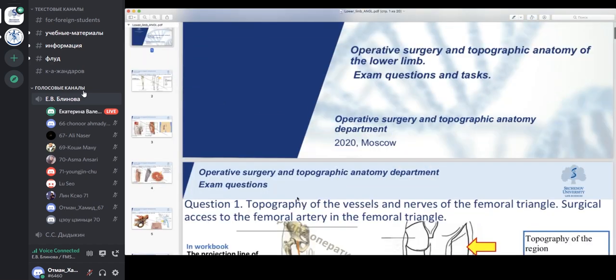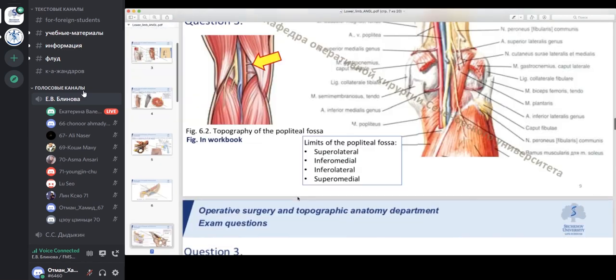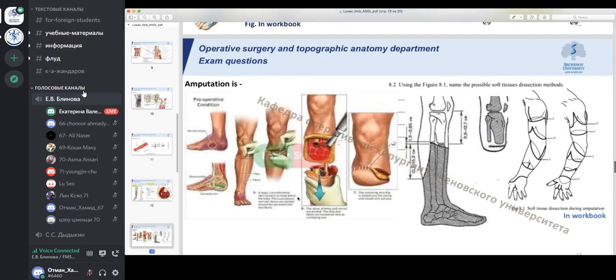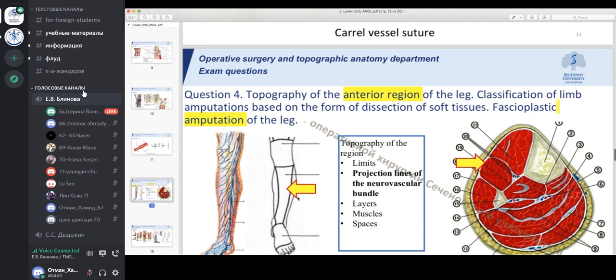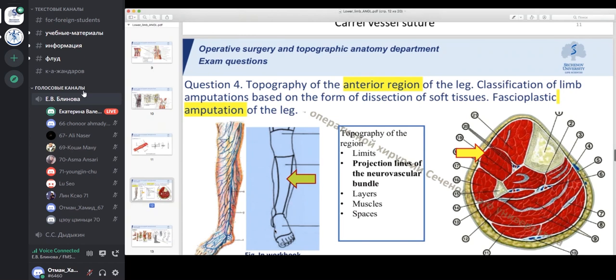The next question: topography of the anterior region of the leg and classification of limb amputation based on the form of the dissection of the soft tissue, fasciaplastic amputation of the leg.